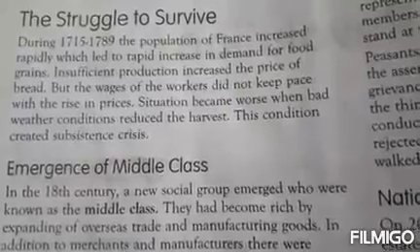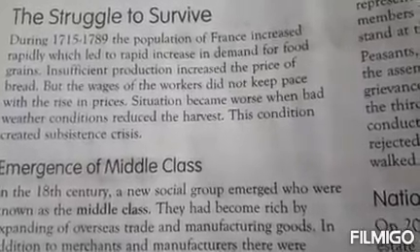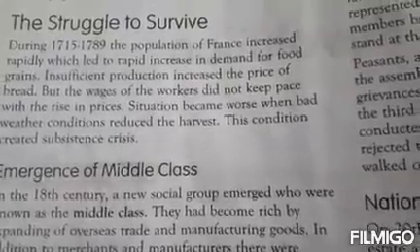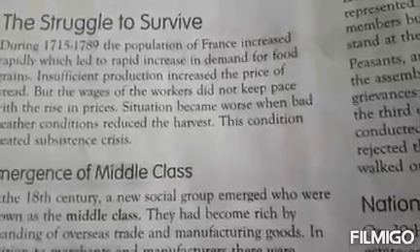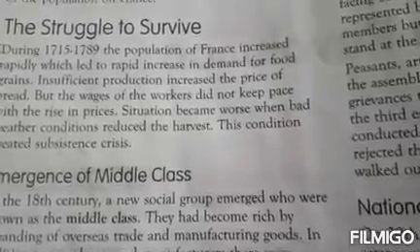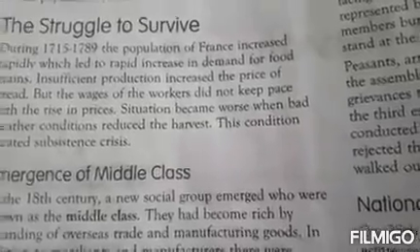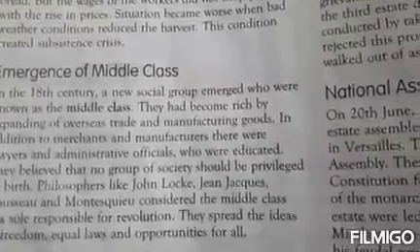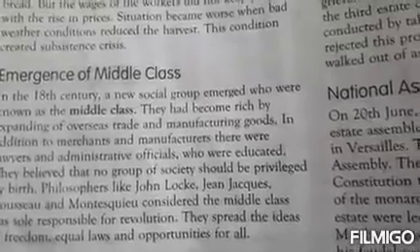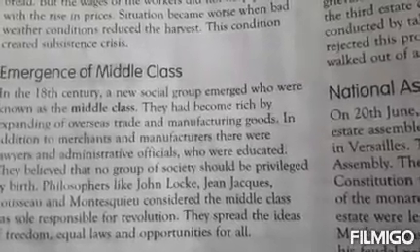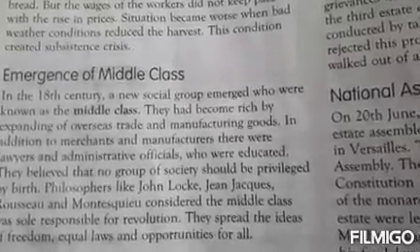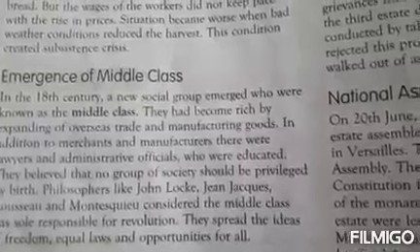So in 1715 what happened? The population of France was 23 million, but in 1789 the population increased and became 28 million. So this rapid increase of population increased the demand for food grains, and there was insufficient production to meet the needs of the large population. So the price of bread increased.